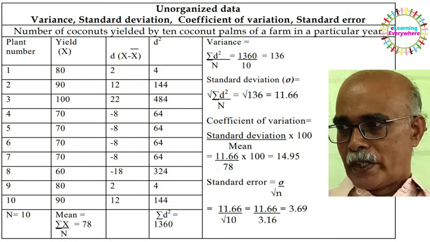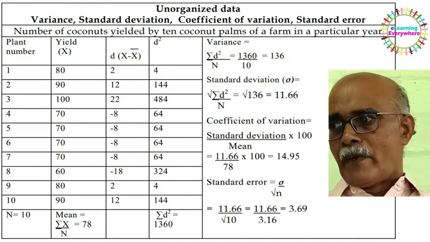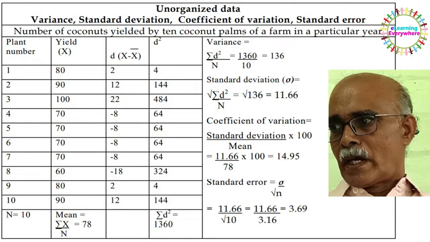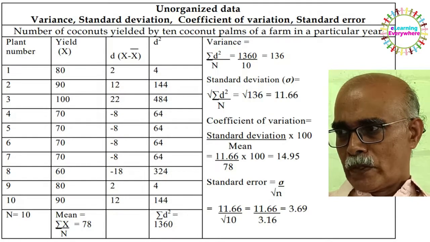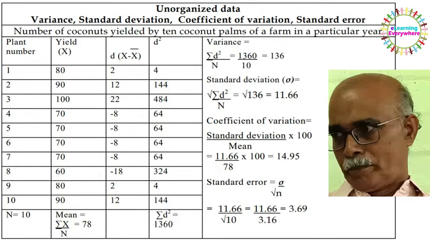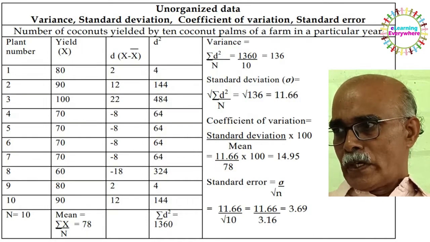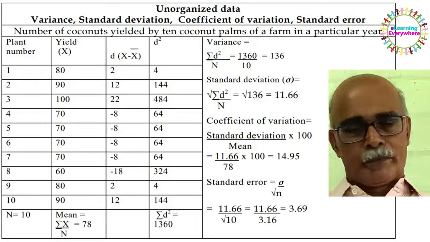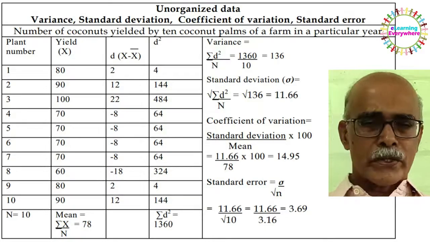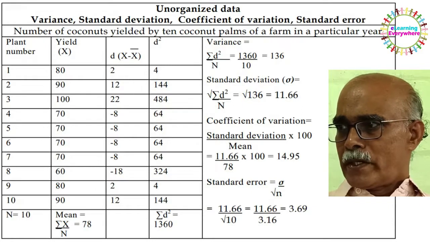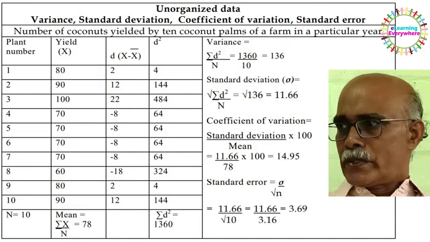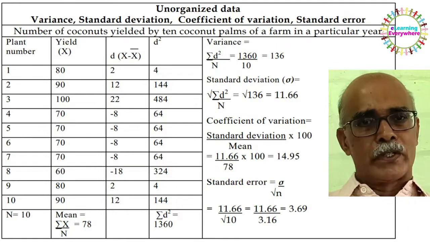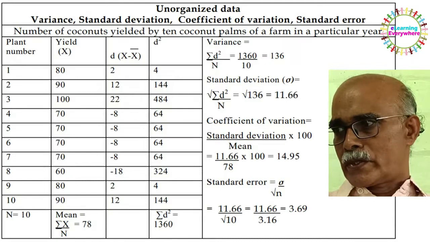So d square is calculated here one by one. When all the values of d square are calculated, the next step is to find the total, sigma d square. In your experiment, sigma d square is equal to 1360. The formula for variance is sigma d square by n, which is 1360 divided by 10, equal to 136. So the variance of the given sample is 136.